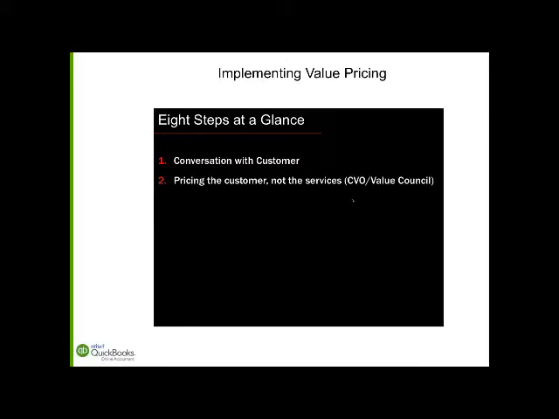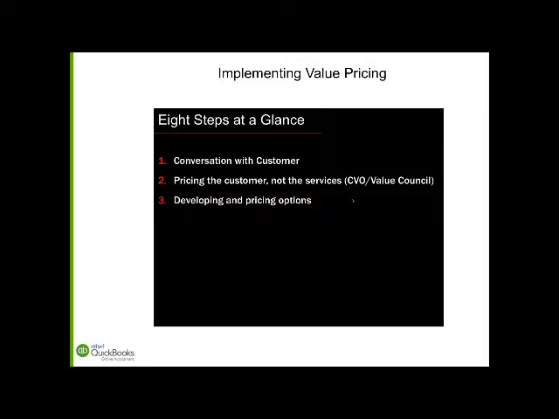And then in the third webinar, we talked about pricing the customer and not the services. And I talked a little bit about having a value council, not to price alone. None of us should price alone. You should always have at least 2 minds, if not more, helping you price. So either get your employees involved, get your receptionist involved, get your spouse involved, get a mentor involved, get a coach involved, get somebody else involved, because none of us are good at pricing ourselves.